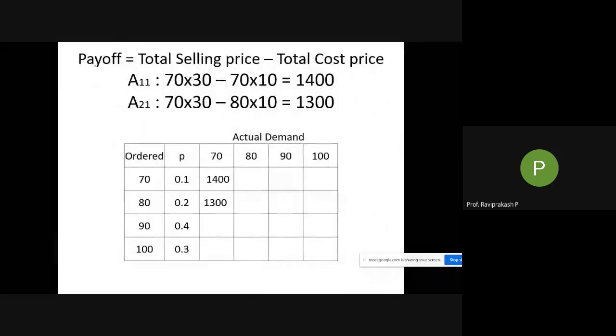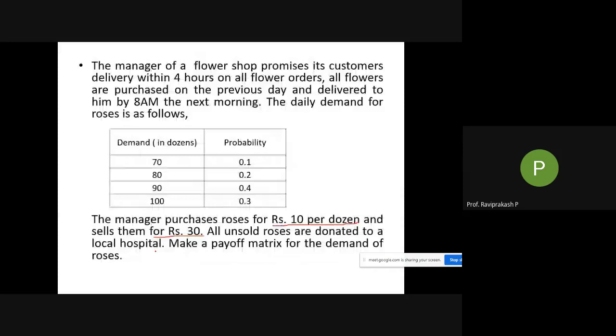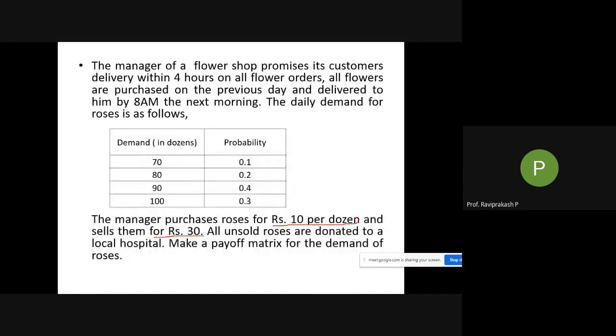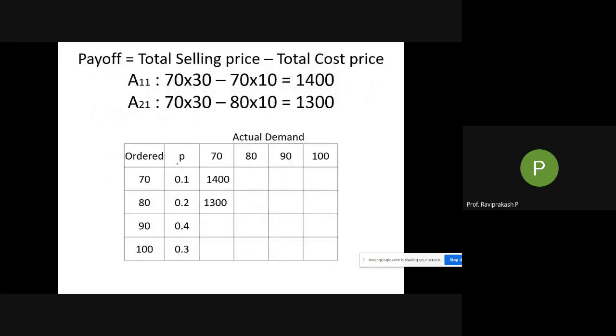See here, payoff, you already know, ordered. How much ordered? 70, 80, 90 and 100. If I want 70 dozens with me, I need to order 70 dozens. The actual demand is also 70, 80, 90, 100, so the horizontal and vertical are the same. One change is we need to add the probability, denoted by small p: 0.1, 0.2, 0.4 and 0.3.